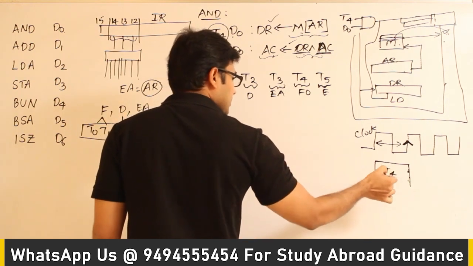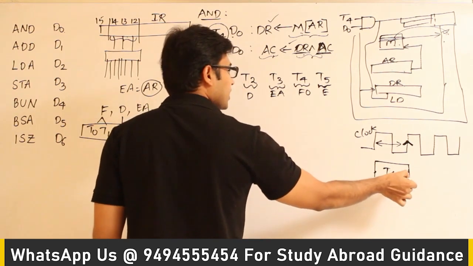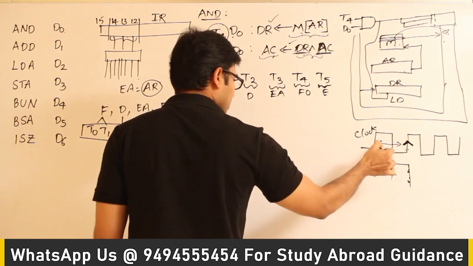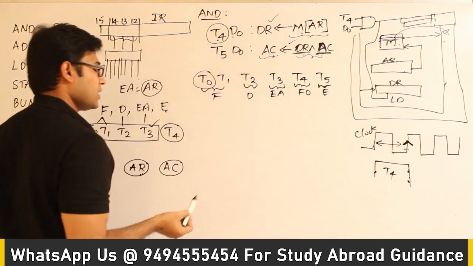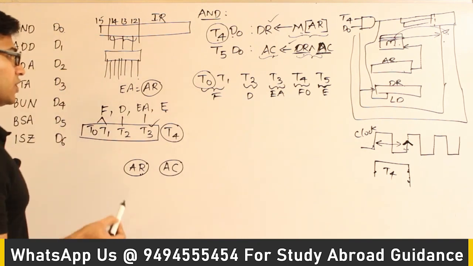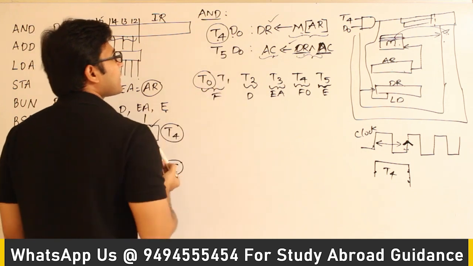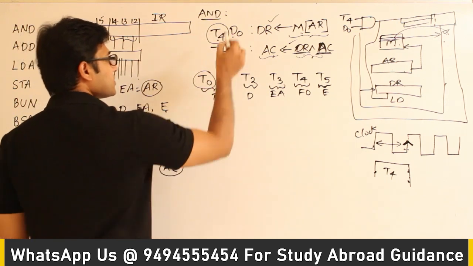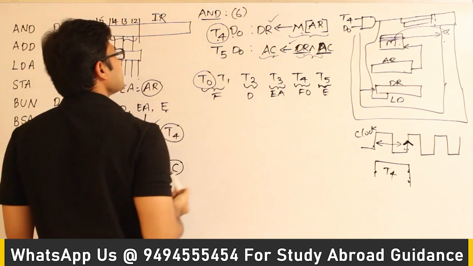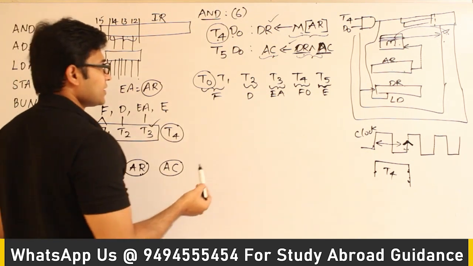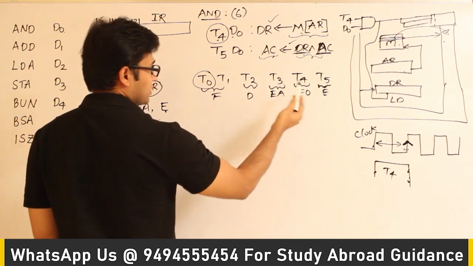So it has taken 6 timing signals, and we know that every timing signal is going to take up 1 clock. Therefore the total number of clocks required to implement this particular instruction AND is 6. 6 clock cycles are required, right? T0 to T5.